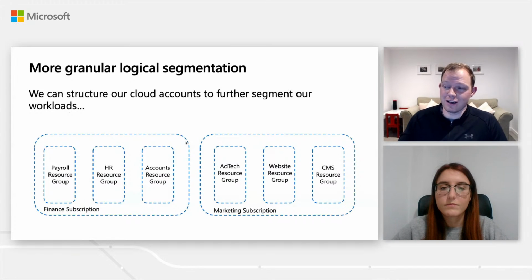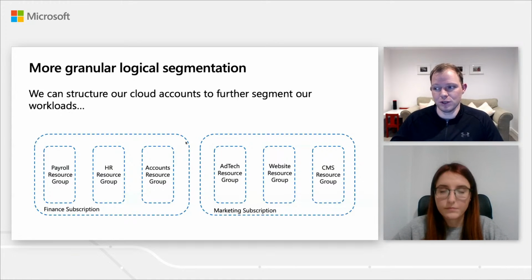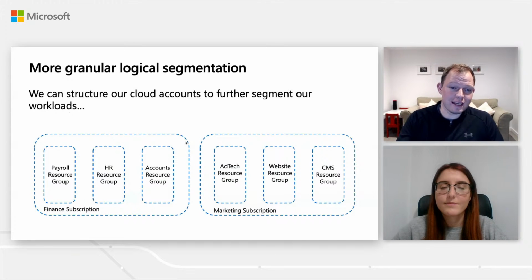We could say that Christina works in marketing. She only has access to the ad tech resource group because she does all the ad tech technology in the marketing team. Dean works in finance, so he only has access to the payroll environment because he's a payroll administrator. So we can really lock down access to resources here.